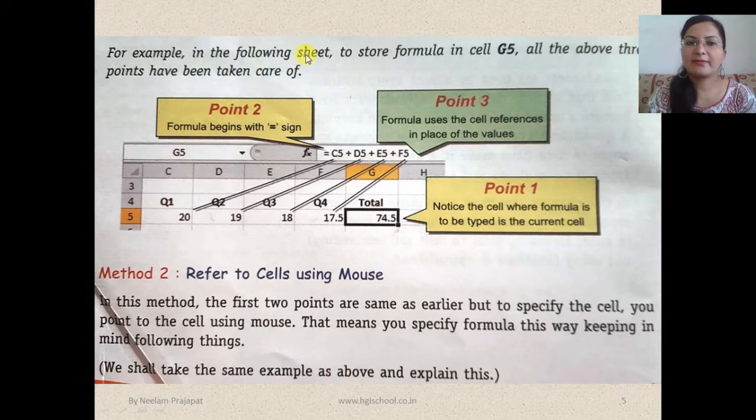Now for example, in the following sheet, to store a formula in cell G5, all the above points have been taken care of. So 3 points we will see. You can take a look. Here this is column C, column D, column E, column F, and column G contains the total. It is the 5th row, so this cell is C5, this cell is D5, E5, F5. Got it? Then after that we have to add all these 4 numbers and write the answer here.